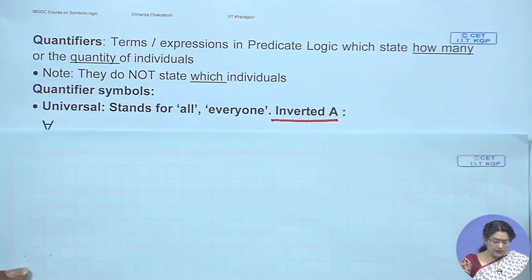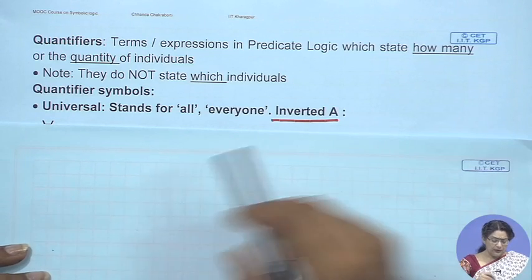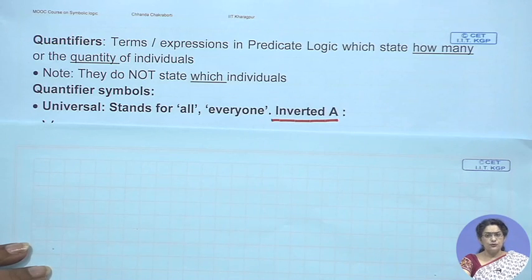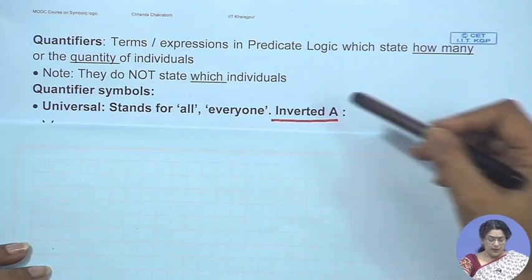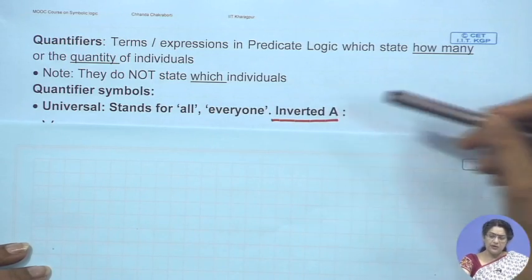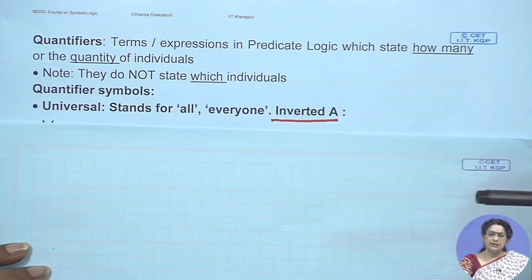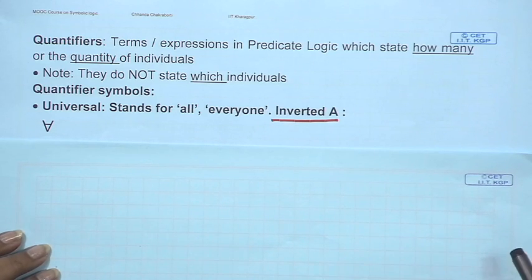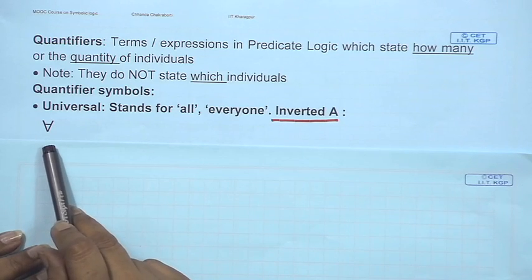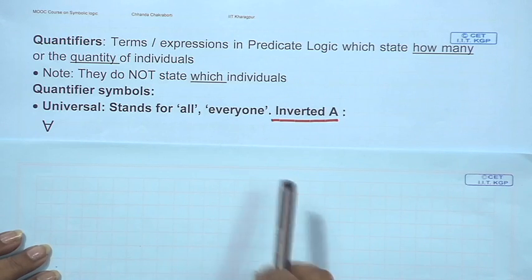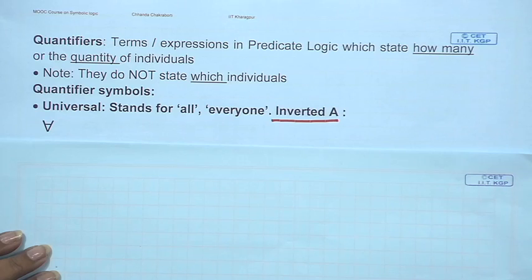First of all, notice we have borrowed from Aristotle the thought about universal. The quantity, when it is universal, it refers to all or every. When that happens, notice the symbol is inverted A, inverted as in upside down A, which looks like this. Take a look. It looks like A, but only inverted, upside down. That stands for the universal quantity.